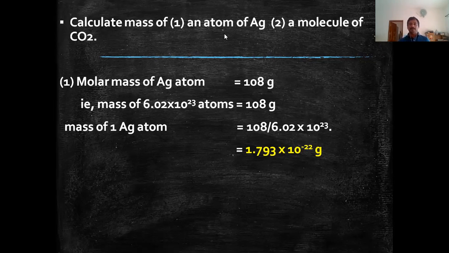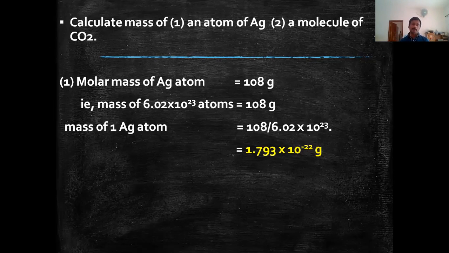If the first one is clear, then the second one is easy. A molecule of CO2, you have to calculate the mass of a molecule of CO2. If you want to calculate the mass of a molecule of CO2, you should know the molecular mass or molar mass of CO2. What is the molecular mass of CO2? Carbon 12 gram, oxygen 16 gram. So 16 into 2, 32 plus 12, 44 gram.